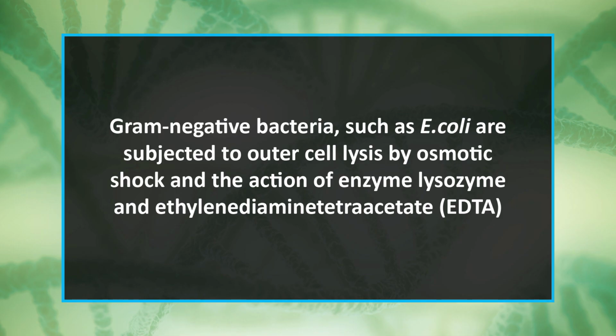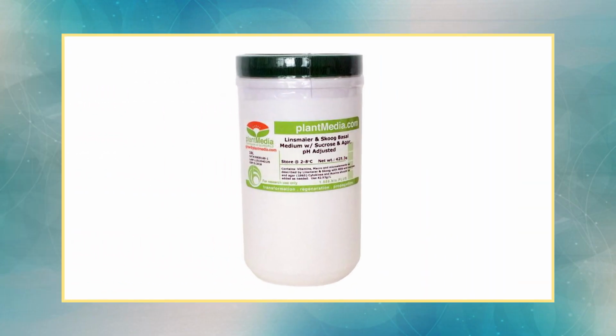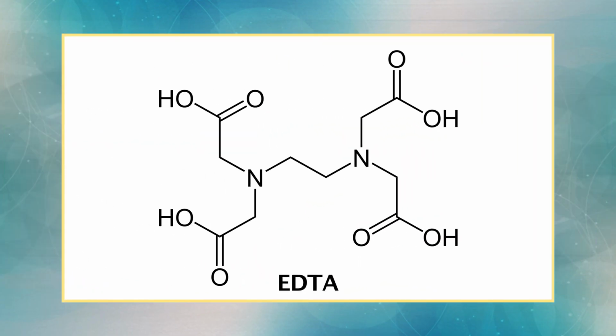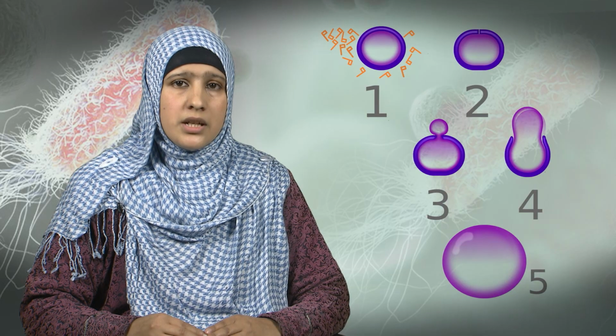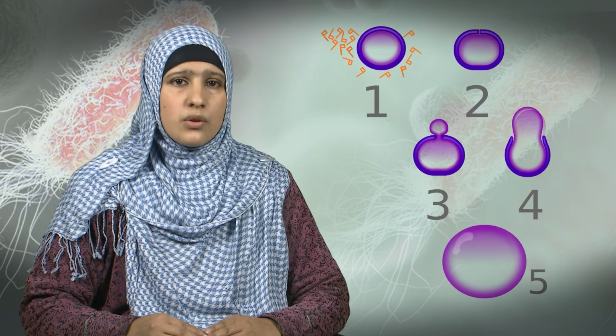Gram-negative bacteria such as E. coli are subjected to outer cell lysis by osmotic shock and the action of the enzyme lysozyme and ethylenediaminetetraacetate, that is EDTA, the chelating agent, with subsequent release of periplasmic gap content and spheroplasts containing inner cell content into the sucrose medium. Lysozyme catalyzes the hydrolysis of the peptidoglycan layer, while EDTA destroys the outer membrane, facilitating enzyme access to the inner layers of the cell wall.